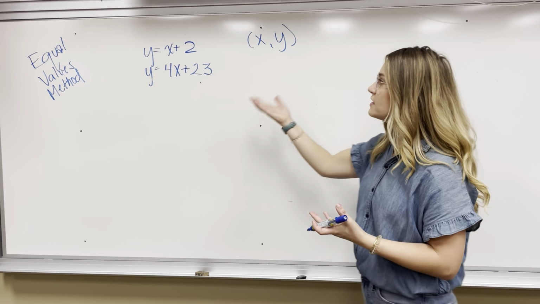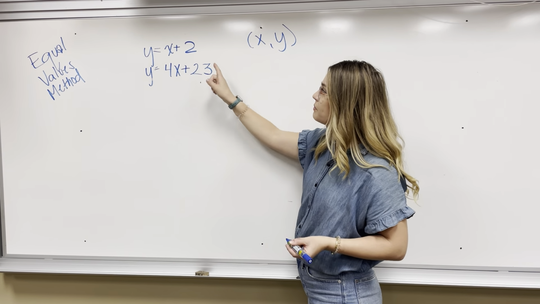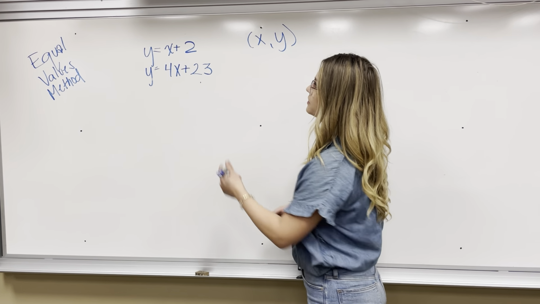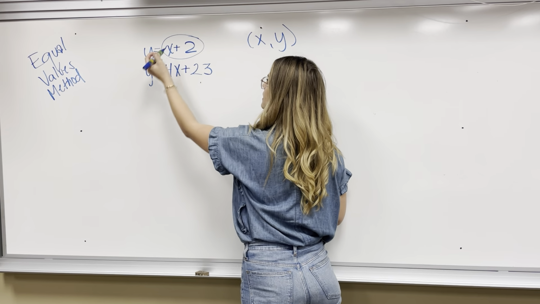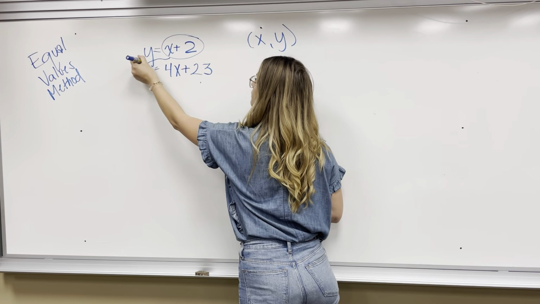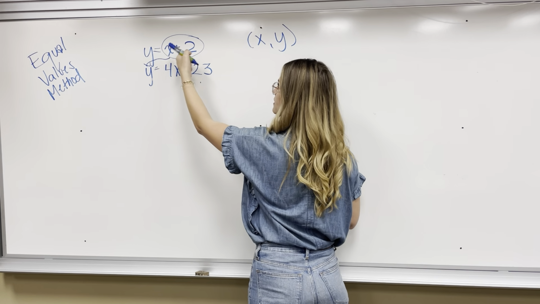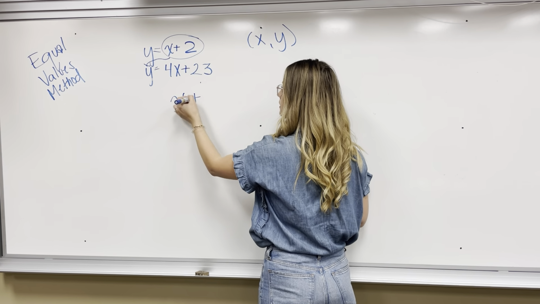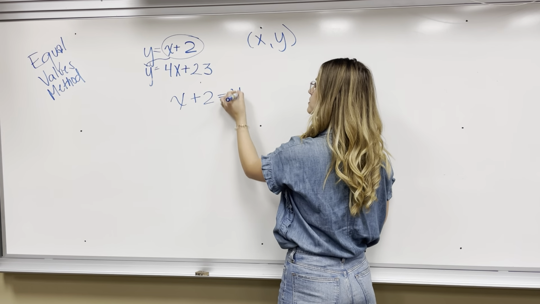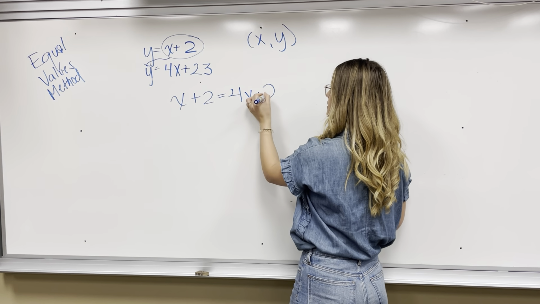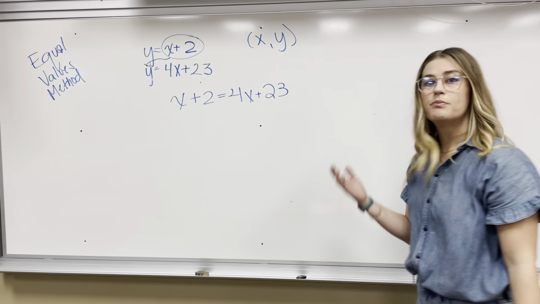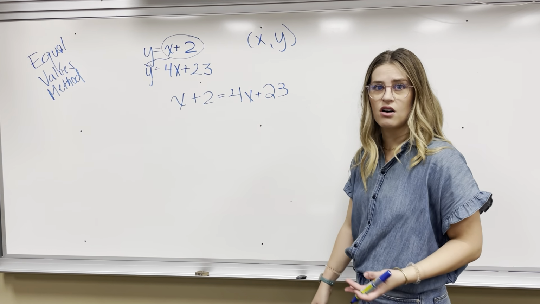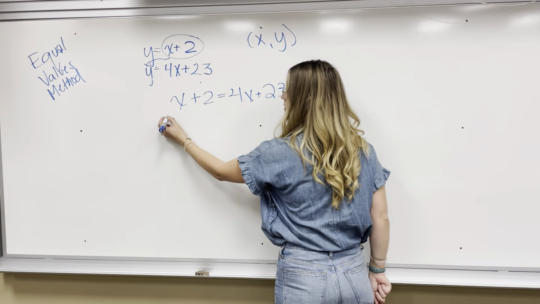So using the equal values method, since they're both in y equals, I can just set these two equations equal to each other, because basically I'm substituting x plus 2 in for this y, because y equals x plus 2. So I'll substitute it in and I'll get x plus 2 equals 4x plus 23. And the beauty of this is that we've eliminated the y variable, and now it makes it easy to solve for x. So let's just go do that.